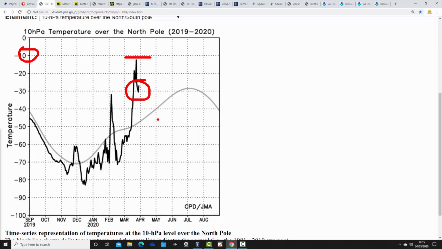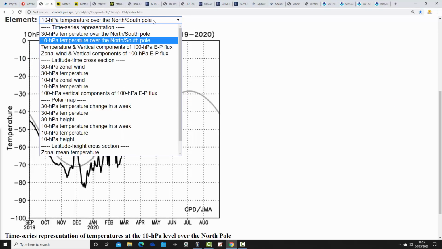Like that. The grey line is the trend line, so we are still above average for the temperature at 10 HPA in the stratosphere over the North Pole. So that remains very much above average.